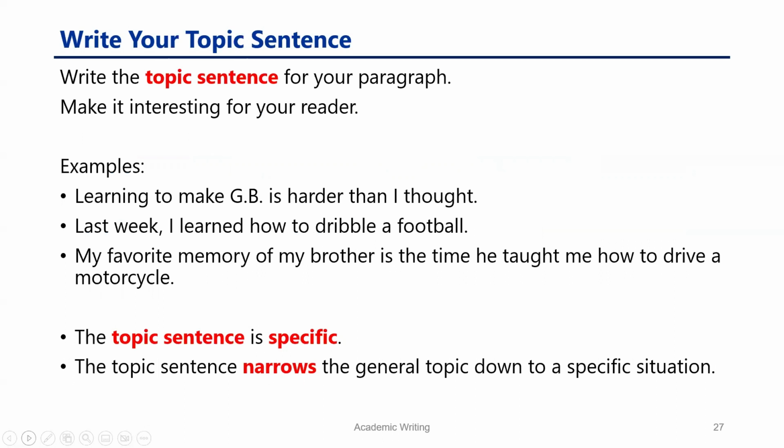Next, write the topic sentence for your paragraph and make it interesting for your reader. Here are some examples. Learning to make GB is harder than I thought. Last week, I learned how to dribble a football. My favorite memory of my brother is the time he taught me how to drive a motorcycle. The topic was general, but the topic sentence is specific. The topic sentence narrows down the general sentence to a specific situation that you're going to write about.